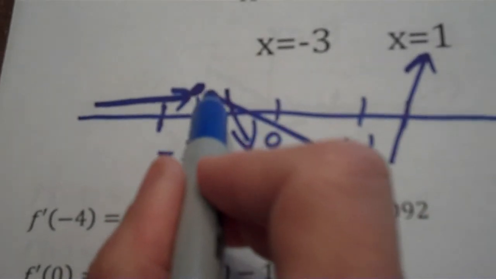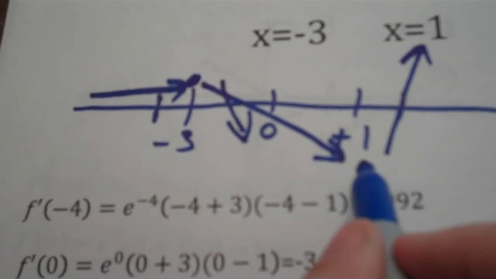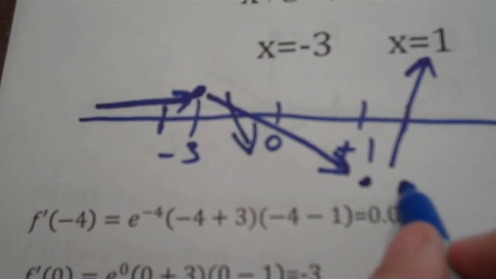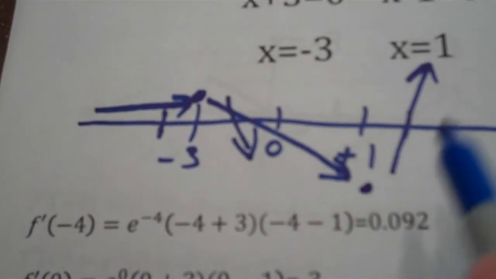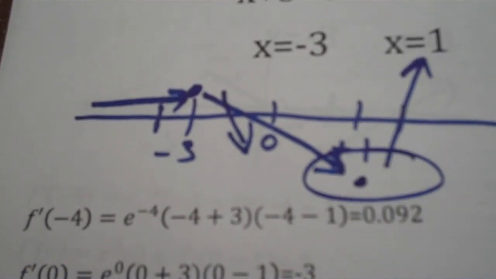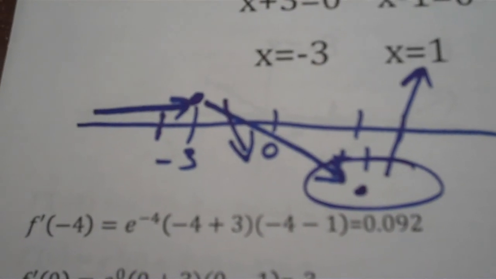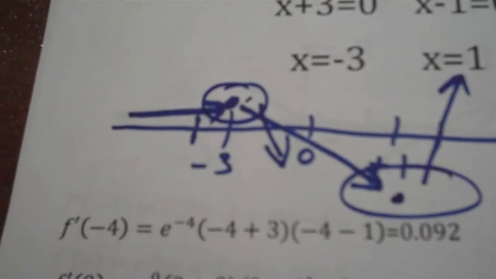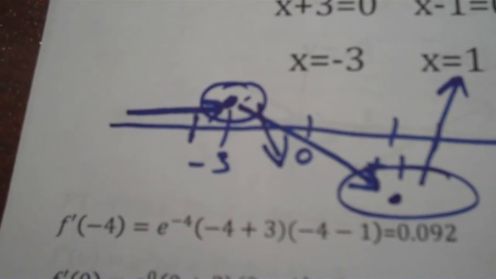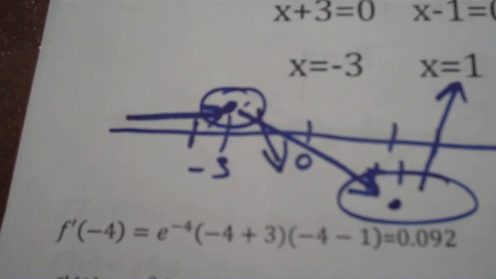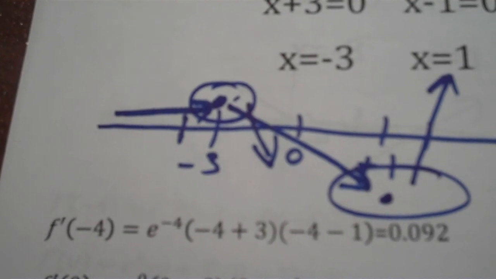So it was coming down between -3 and +1, bottomed out here at a minimum point, and then started shooting back up. So at this point right here, at +1, I have a minimum value, and at this point over here, at -3, I have a maximum value. Technically a local maximum and local minimum, which we will talk later about in section 4.3.